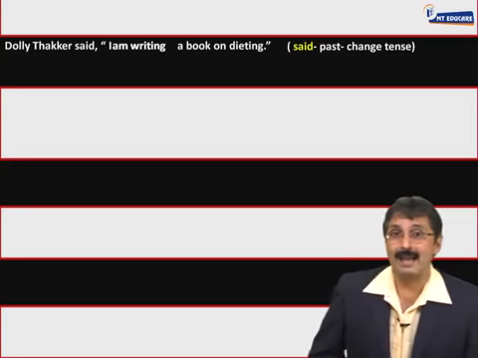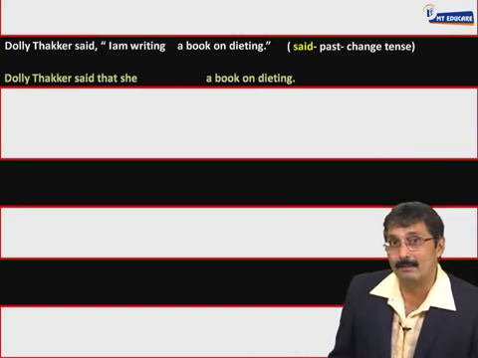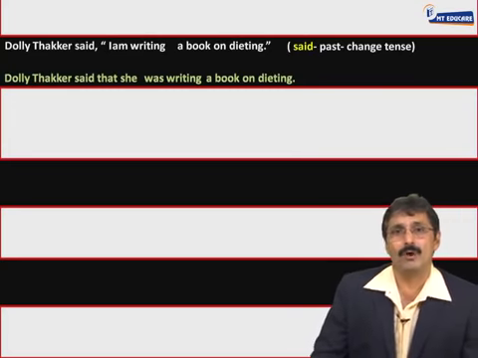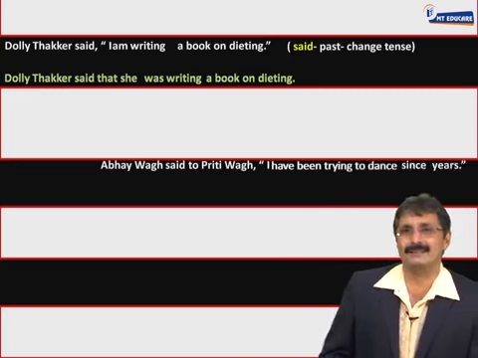I am writing has to change. Am, is, are, was, were में बदल. Do you remember that? Absolutely. Answer: Dolly Tucker said that she was writing a book on dieting. Amazing. Let's look at the next sentence.